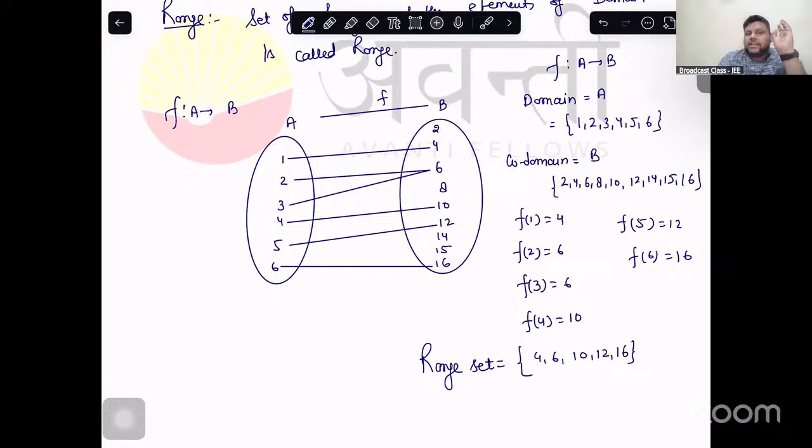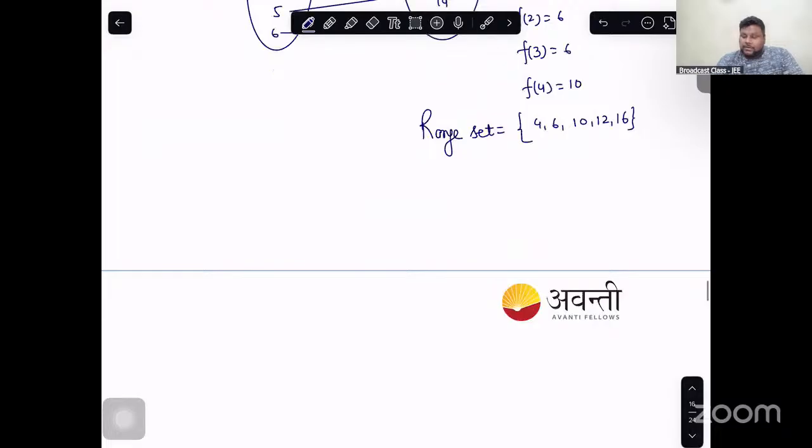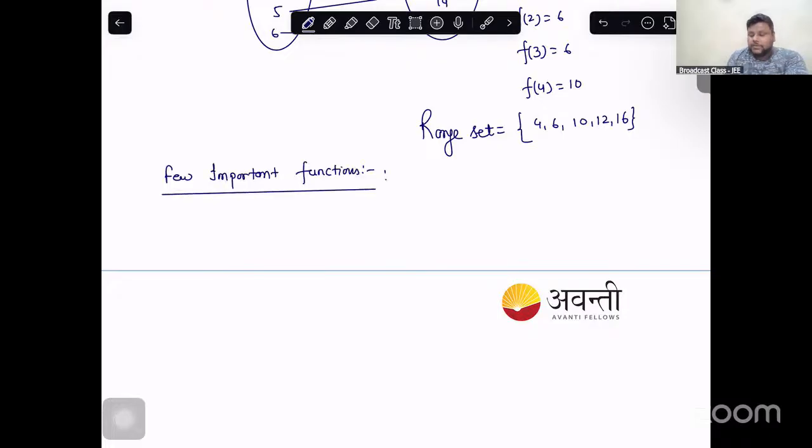So now there are three terms: domain set, which is the entire set A, codomain set, which is the entire set B, and range set, that is the set of images. Am I clear? Now, a few important functions. We'll talk about some functions.